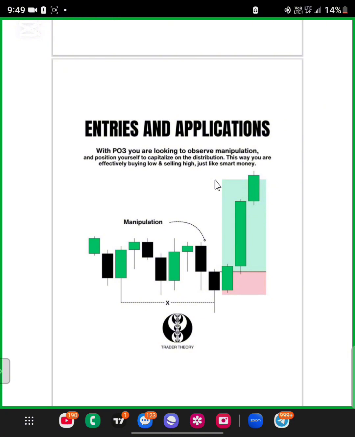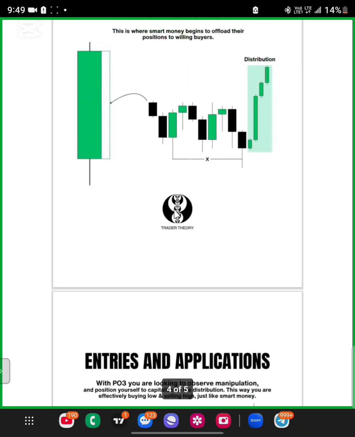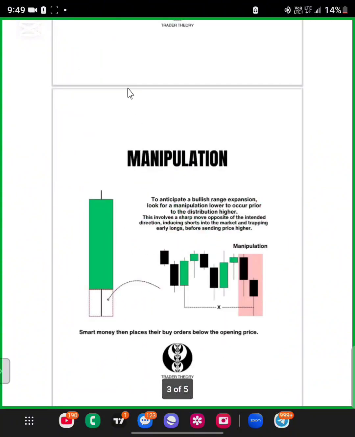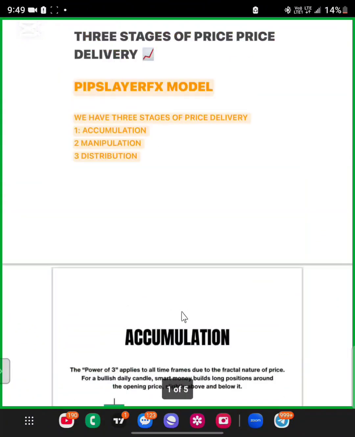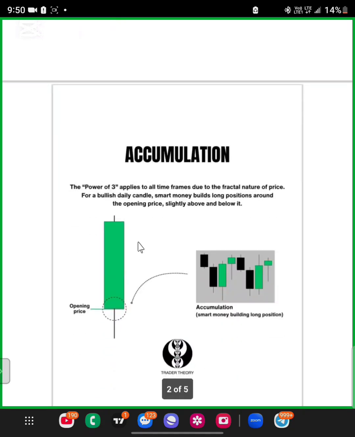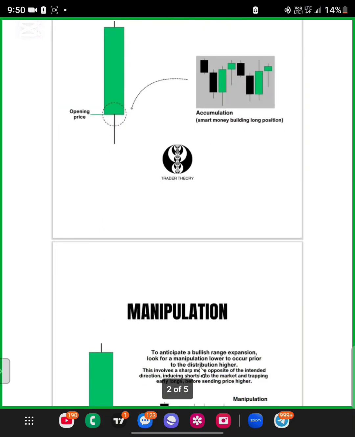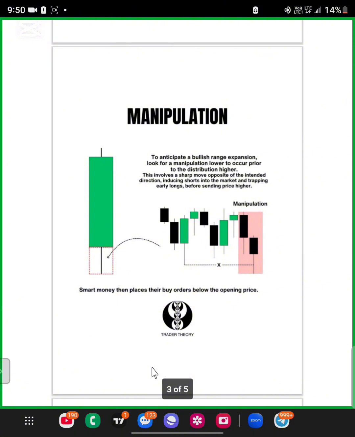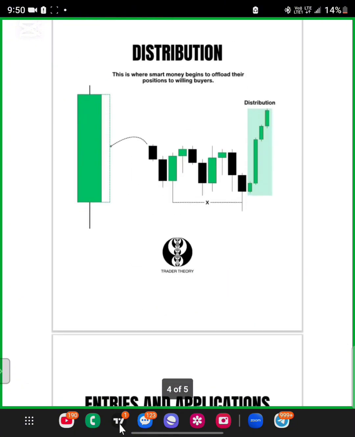You understand this phase, huh? Now it's very simple. AMD is very simple. It deals with what? Patience. You have to be patient while trading AMD: accumulation, manipulation, and distribution. Market will always accumulate. It will manipulate. It will what? Distribute. Now, let's zoom to the chart.